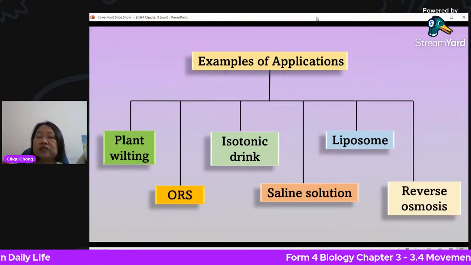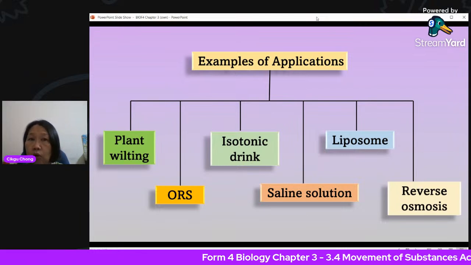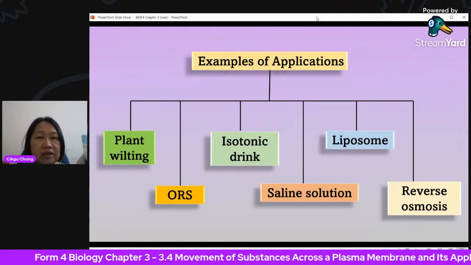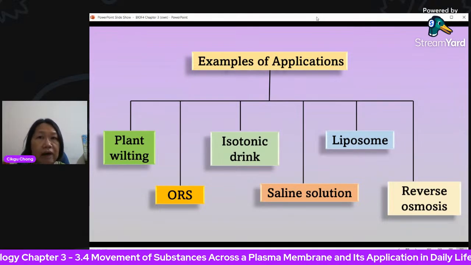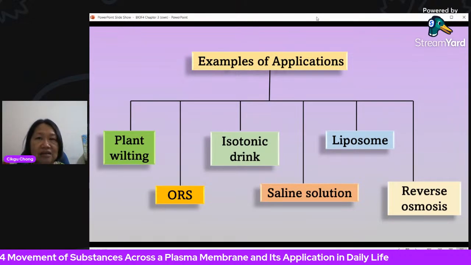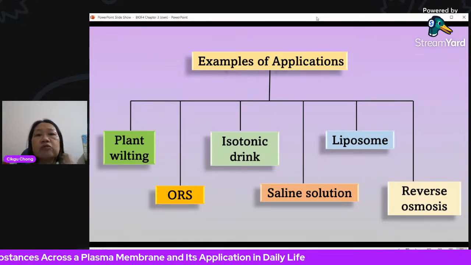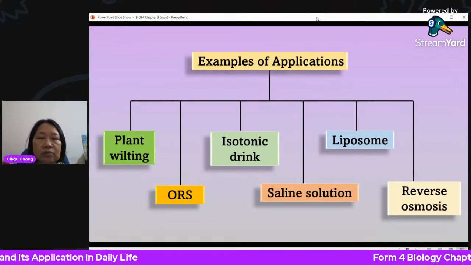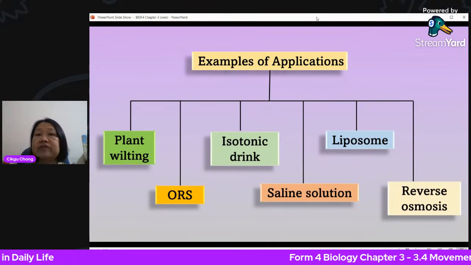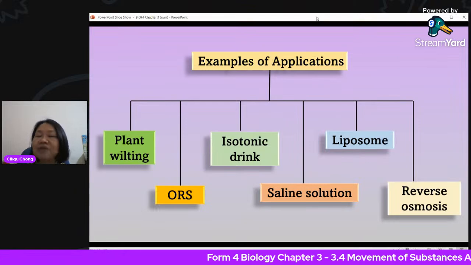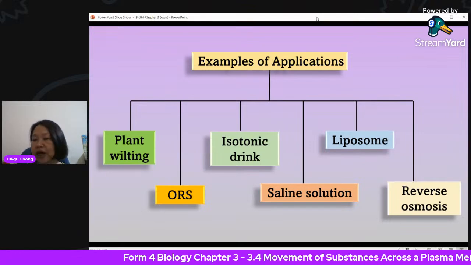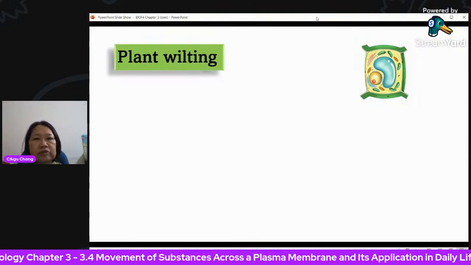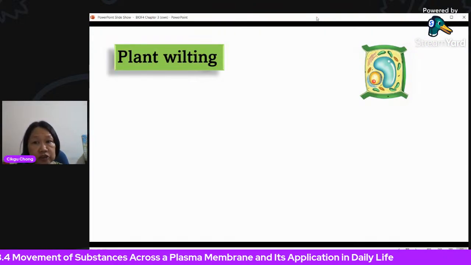And lastly, reverse osmosis, or we call it RO water. I'm sure you might have heard of RO water. When you buy your drinking water, not all are mineral water. There are some of them called drinking water, or RO water, which is produced through a process called reverse osmosis. Not osmosis, but reverse osmosis. Let's look at them one by one. Now look at plant wilting. This diagram shows the plant, it looks turgid.